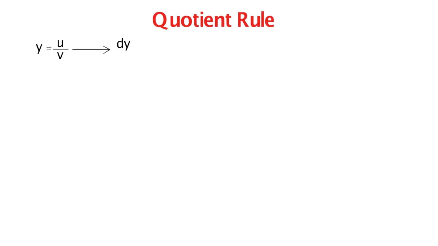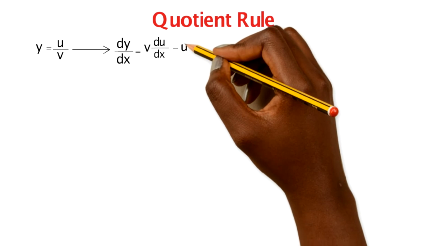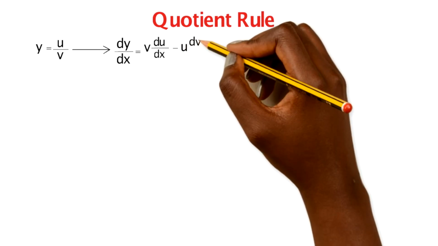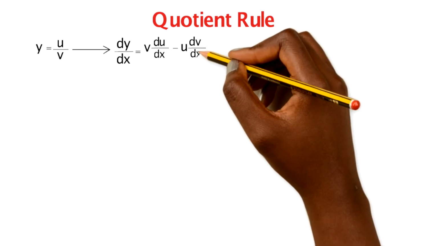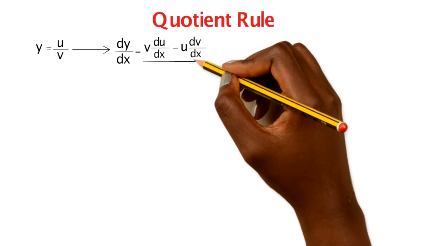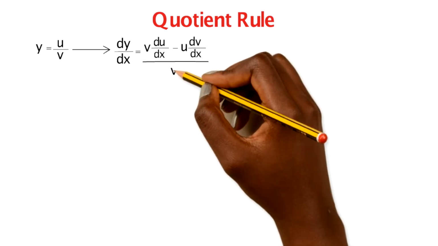So this formula is dy by dx. So the derivative of y is going to be equal to, rather than things adding each other, your v multiplied by the derivative of u. So it's kind of like swapped compared to the product rule. And this time it's going to be minus, rather than add, u multiplied by the derivative of v. And that's not just it this time. Unlike product rule, all of this is going to be divided by v squared, which is very important to remember.